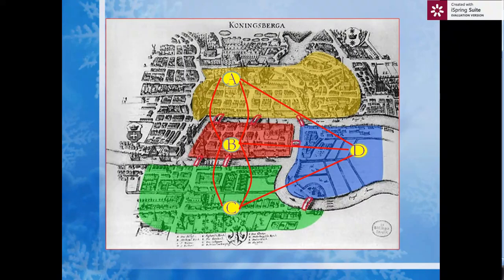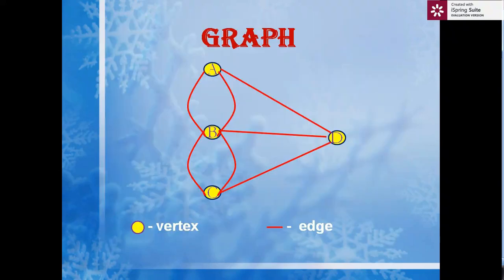He assumed the 4 land areas as vertices A, B, C, D, and he connected all the vertices by 7 edges. This solution is considered to be the first theorem of graph theory, which subsequently led to the concept of the Euler graph. Here is a graph with 4 vertices and 7 edges.